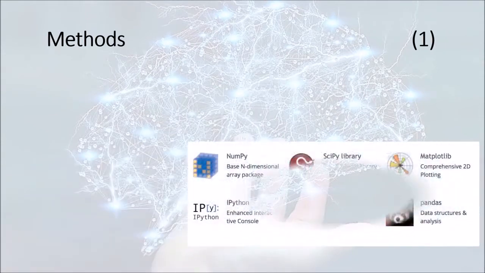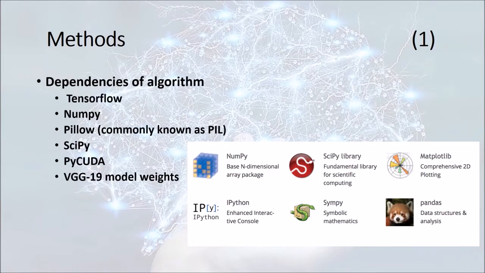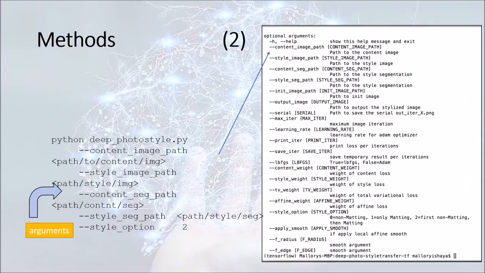So these are the dependencies that we needed to install in order to run our deep photo style transfer algorithm. VGG19 is just a pre-trained image classification tool, and there are more details on each of these dependencies in a link at the end of the slides. When we're running this program, we have to specify the flag for the path we are giving, and then follow it with the actual path for the content image input and the style image.